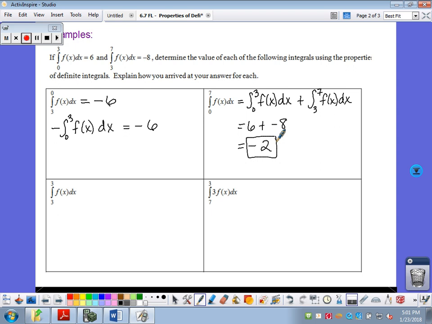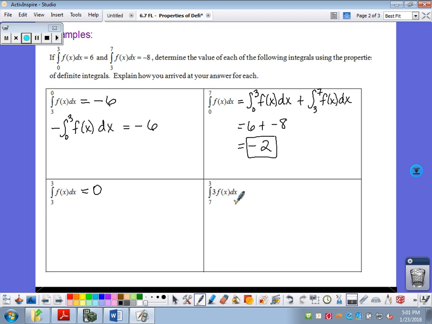All right, our third example, we have our integral of f of x with respect to x from 3 to 3. Because our upper and lower limits are exactly the same, this is just equal to 0 because of the second rule that we had on the previous slide. So that one's easy enough.